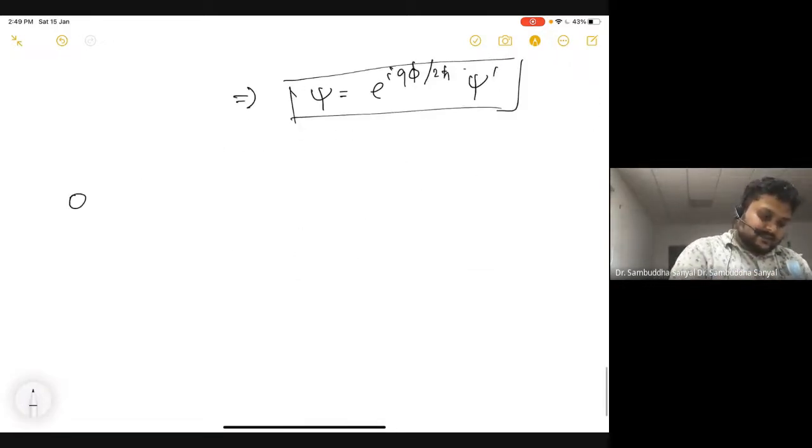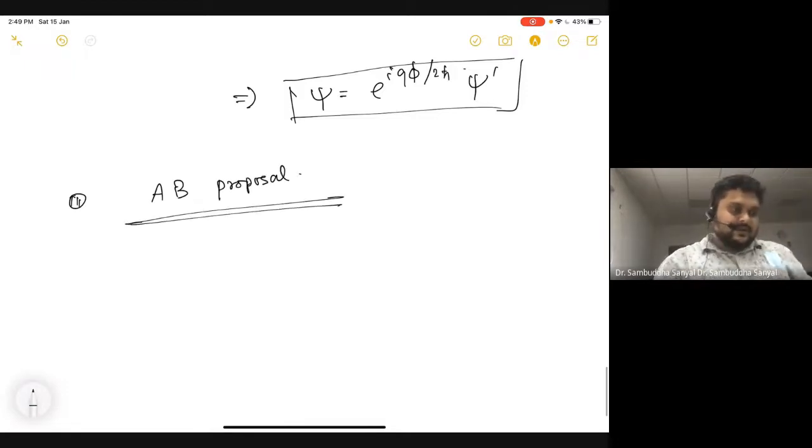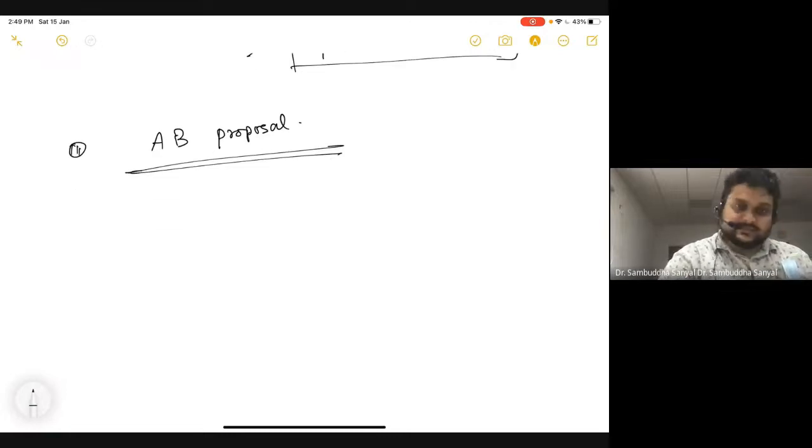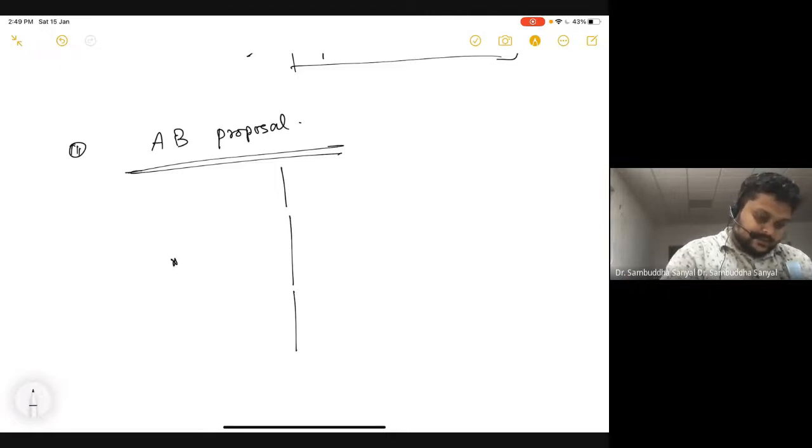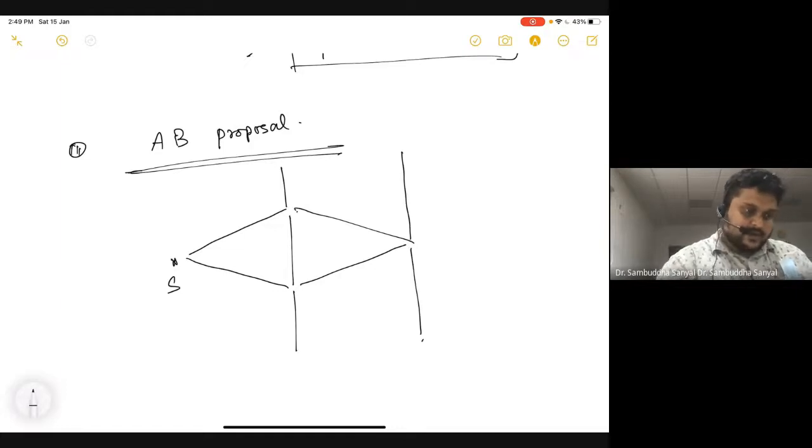So this is now the main point of the Aharonov-Bohm proposal. What did they say? They said, let's do a double slit experiment of this form. There is some source here, and as you know, in a double slit experiment, the electron goes through these two paths and does some interference here. Now the proposal is, let's put a solenoid here.